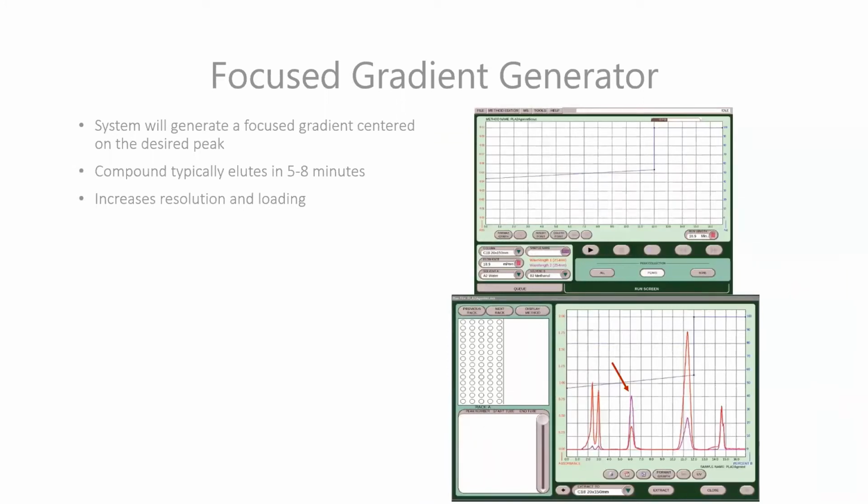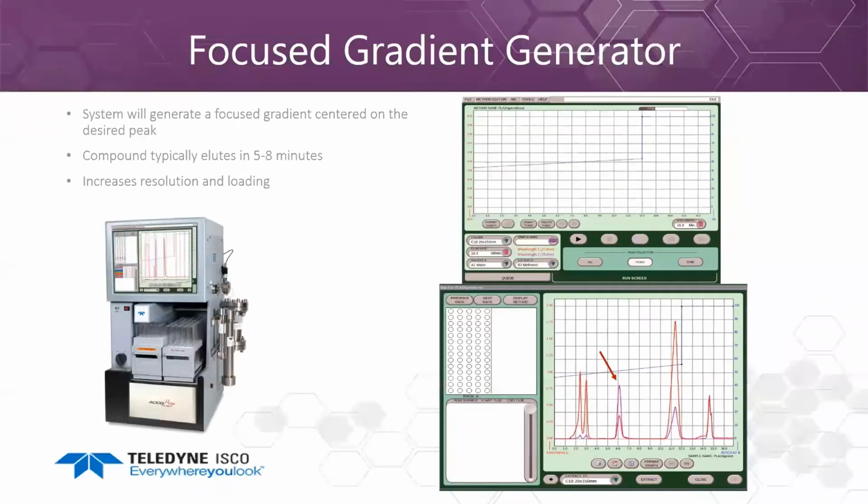The compound typically elutes in 5 to 8 minutes on a 150 millimeter long column, and this increases resolution and allows higher sample loading. A wash step is included, which may be removed for more time and solvent savings if the sample is known to be clean. A focus gradient can also be created in the Q screen and run with other samples if an auto sampler is used.